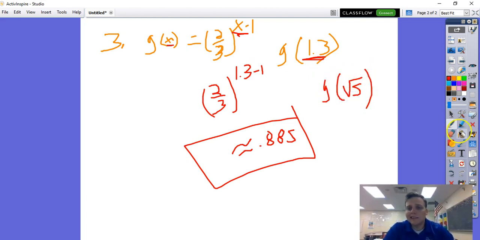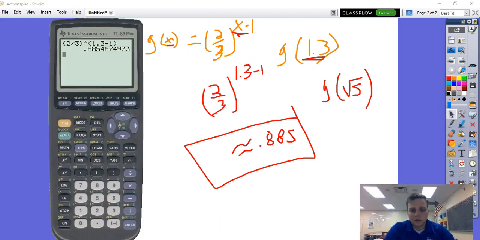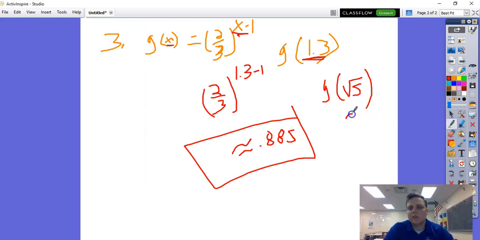Guys, same exact situation. Turn on your calculator. Type it in, 2 divided by 3 raised to the square root of 5 minus 1. Close it, press enter. Boom. 0.60, and now that 8 is going to bump up that 5 to a 6. So 0.606. So this is approximately 0.606. Boom. That's all she wrote.